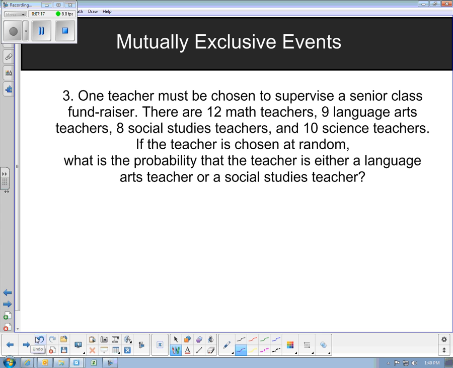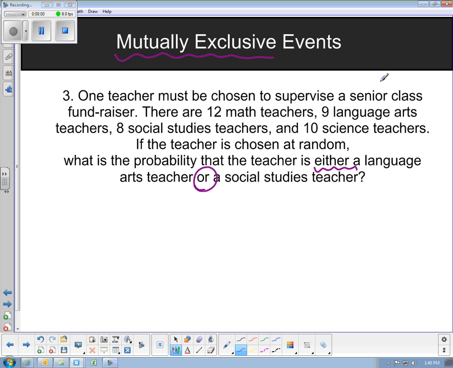In number 3, it says one teacher must be chosen to supervise a senior class fundraiser. There are 12 math teachers, 9 language arts, 8 social studies, and 10 science. If a teacher is chosen at random, what is the probability that the teacher is either, it's a key word for you, a language arts or a social studies teacher? So now we're looking at either or. And the reason we call this mutually exclusive is because we're assuming that if a teacher teaches math, they don't also teach language arts. So they're excluded from each other. They're 2 separate categories. There's not something that overlaps in both. A math teacher isn't a language arts teacher. A social studies teacher doesn't also teach science, typically speaking.